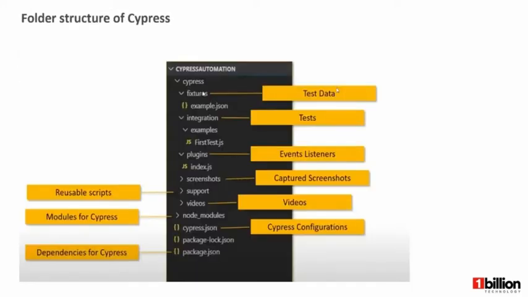This is the folder structure of Cypress. You can see there's a fixtures folder, and an integration folder. The integration folder is the most important one because we use this folder to store our test scripts, right? Fixtures we use to store our test data, and the plugins folder we use for event listeners, and the screenshots folder we can use to store our screenshots, and the videos folder we can use to store our videos, and we can have configuration in this cypress.json file, and all the dependencies are stored in this package.json.